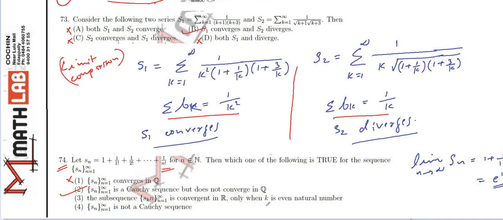Okay, and here it's given that only when k is an even natural number, and that is wrong, right? Because every subsequence of a convergent sequence is convergent. So that is wrong, since the statement says only when k is an even natural number. Even if k is not an even natural number, still that subsequence will be convergent. It's a convergent sequence, so it must be Cauchy. The fourth option is also wrong. That's all about 74.